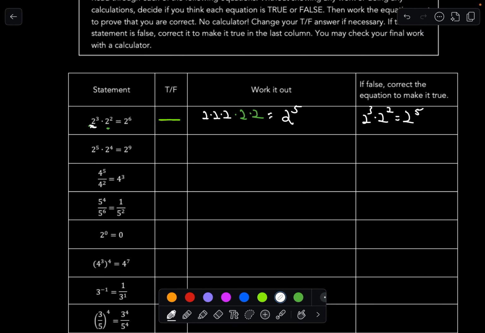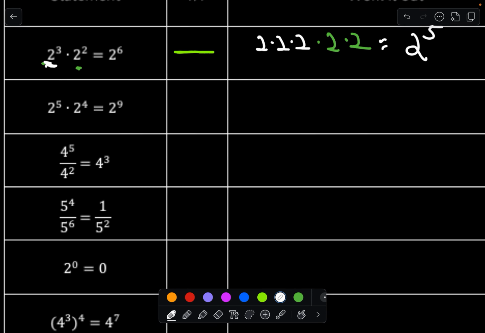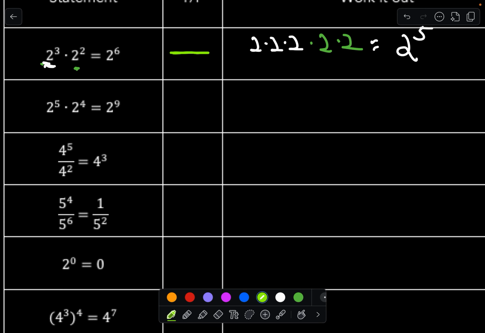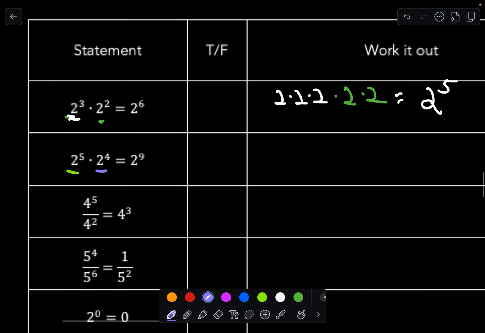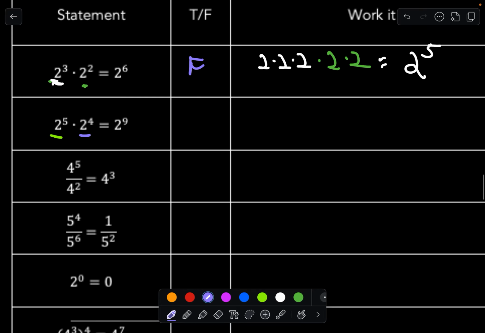All right, the next statement is 2 to the fifth, I'll write that in yellow. And 2 to the fourth, I'll write that over here in blue. Does that equal 2 to the ninth? I know the answer, but let's see what it is.